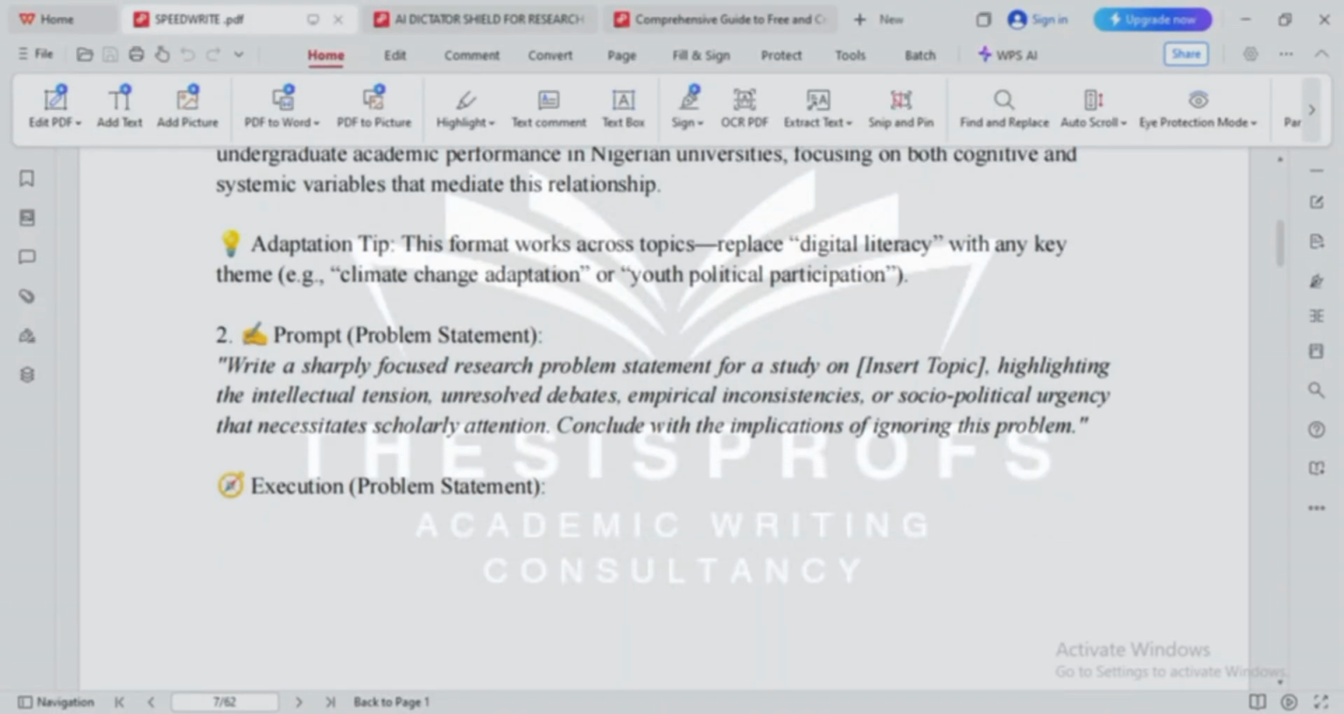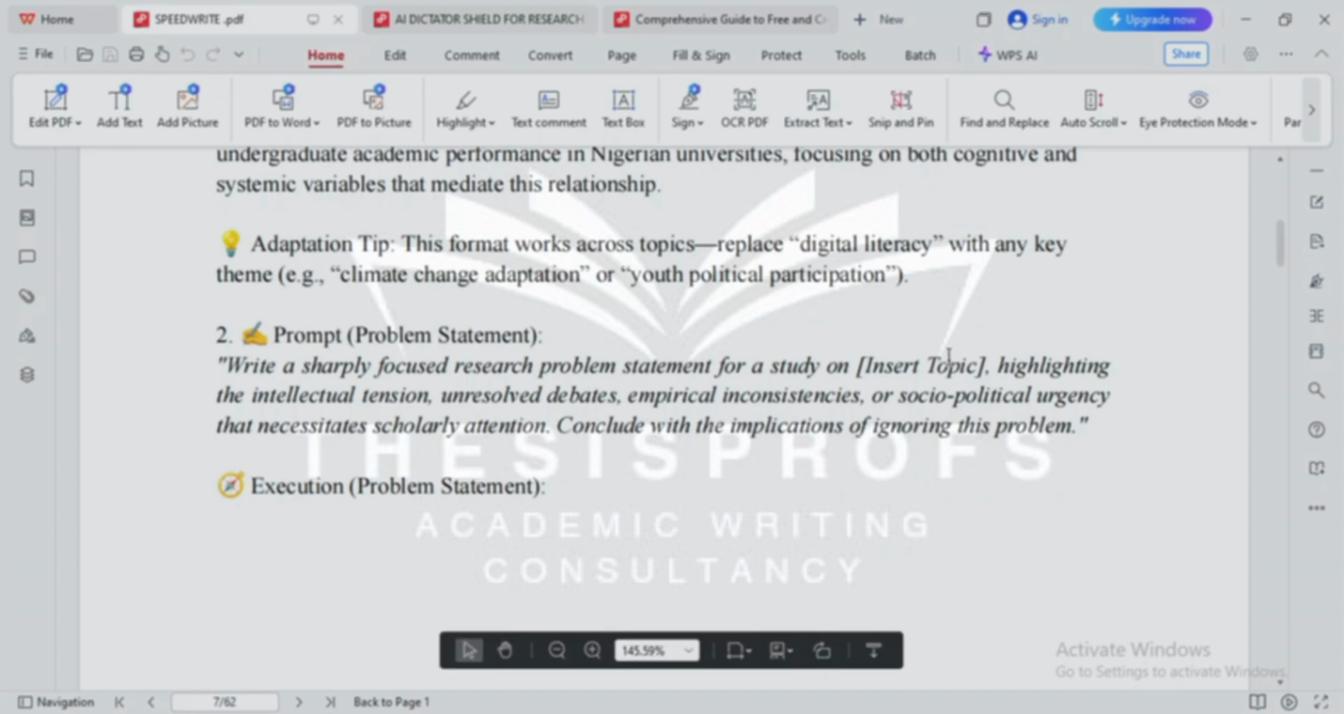Now this is the problem statement. Now write a sharply focused research problem statement for the study. You've already started working on it, so it's just for you to erase this, insert your topic and replace it with your own topic, highlighting the intellectual tension, unresolved debates, empirical inconsistencies. And when it provides it for you, it is now your responsibility, your job, to refine it to suit your own voice, to suit your own expectations.